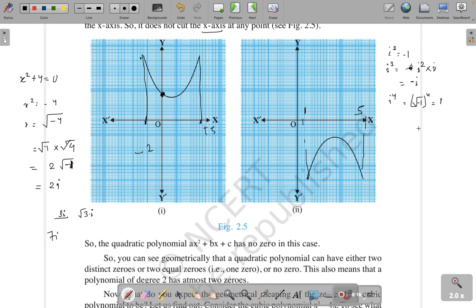So if we multiply i cube into i, that is minus i into i, which is minus i square. You know i square is minus 1. So minus 1 times minus is 1. Okay. Any question? No, sir.